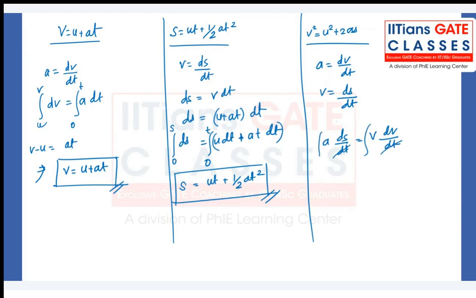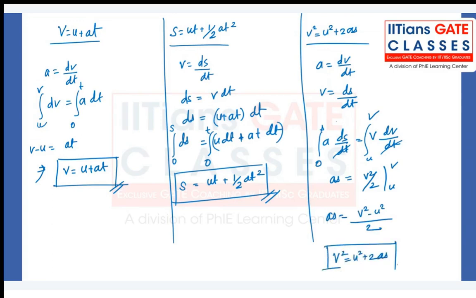So the integration of a ds, when s is from 0 to s, at that time the velocity is from u to v, so it is v square by 2 ranging from u to v. So as is equal to v square minus u square divided by 2. So v square is equal to u square plus 2as. Okay, so that's how we can derive all the equations of motion.